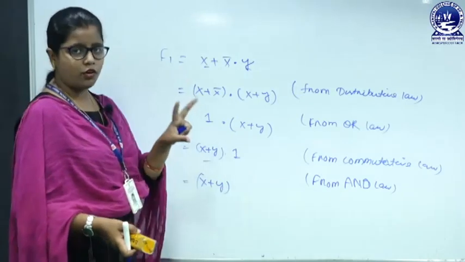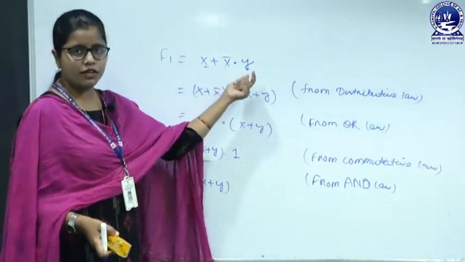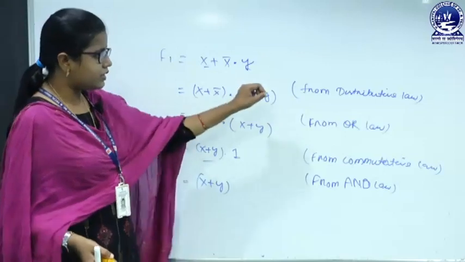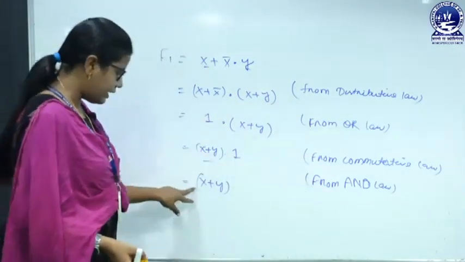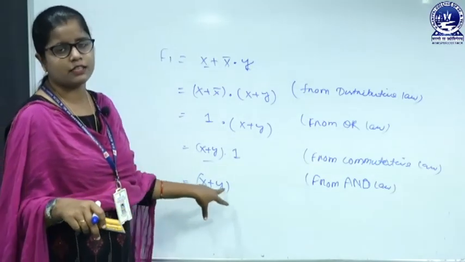So we have the function as x plus x complement into y. While applying the distributive law, the OR law, the commutative law and the AND law, we are getting the minimized function as x plus y.